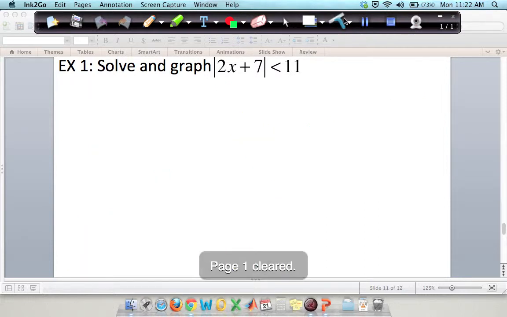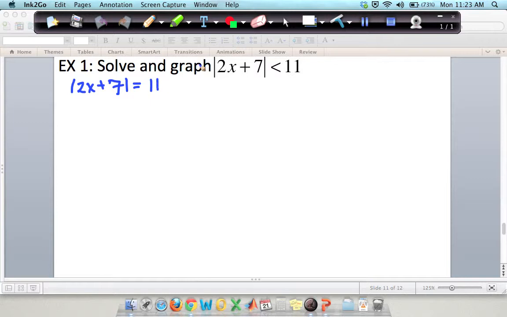Okay, so let's do this example. Solve and graph absolute value of 2x plus 7 is less than 11. So first up, I'm just going to ignore that inequality and solve absolute value of 2x plus 7 equals 11. So the absolute value is by itself, so I have to follow the same rules as if this was an equal sign. So now, since it's by itself, I can set up my 2 equations to solve. Either 2x plus 7 equals 11, or 2x plus 7 equals negative 11.